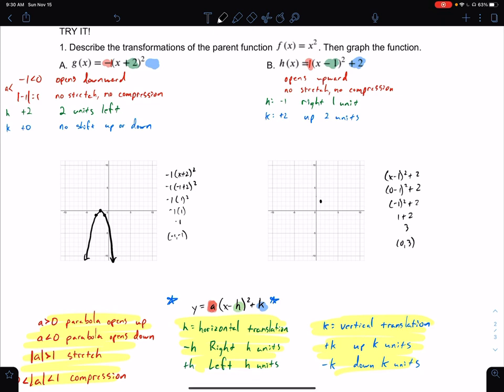So I'm going to go up to right here. And again, I'm going to mirror that to the other side of the vertex, which would be to the right. And then I have enough points. I only need 3 points, as long as one's on each side of the vertex. And I've got a rough sketch of my function, which opens upward, no stretch, no compression. It went right and it went up, so things check out.